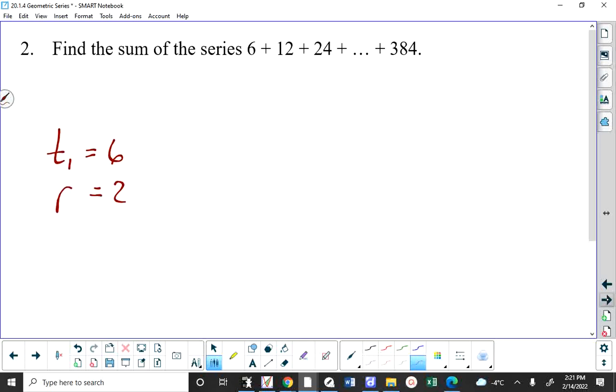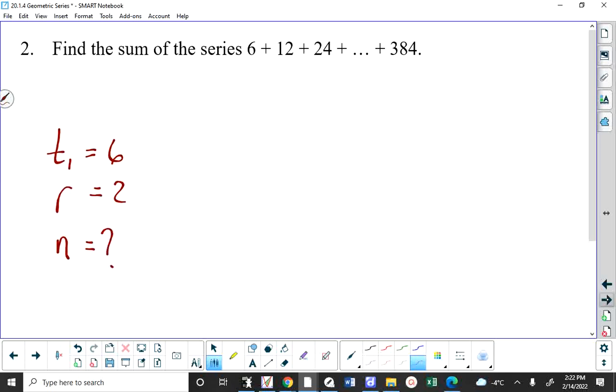I want everybody to give some thought to this question as it stands right now and figure out what it is that we're missing. I don't want you to figure out the value of what we're missing, but what are we missing here that's preventing us from finding the sum of the terms? Right, we don't know how many terms we're adding. In the last one it said find S13. So we don't know n.